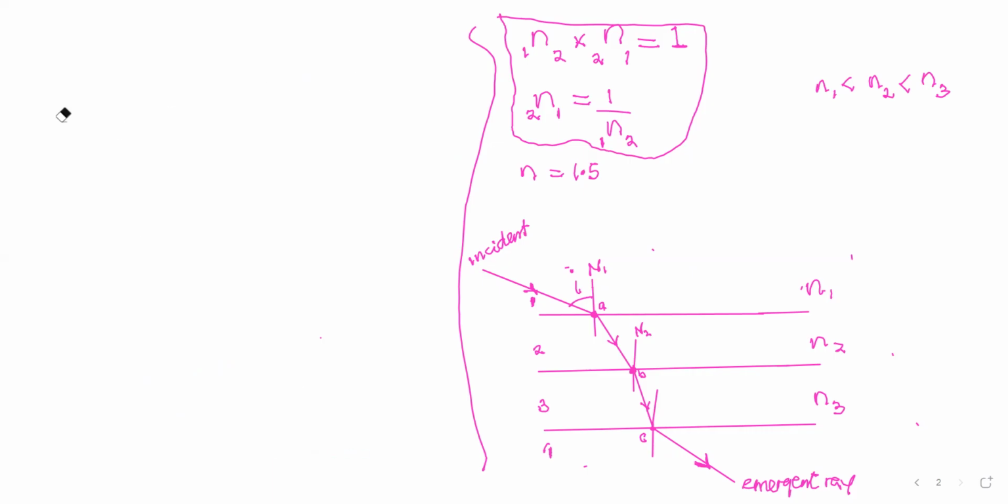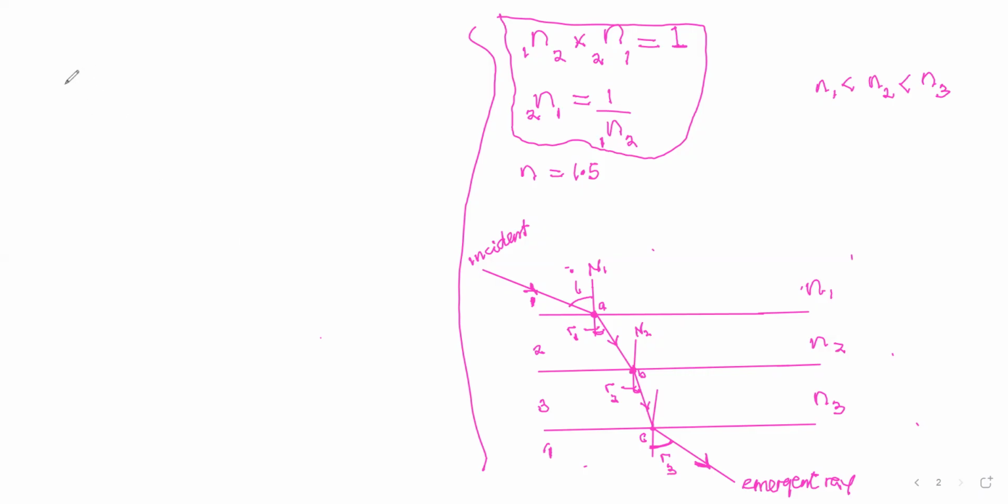Let's consider that when the light enters into medium 2, the angle of refraction is R1. Then when it enters into medium 3, the angle of refraction here is R2. And the angle of emergence is R3.